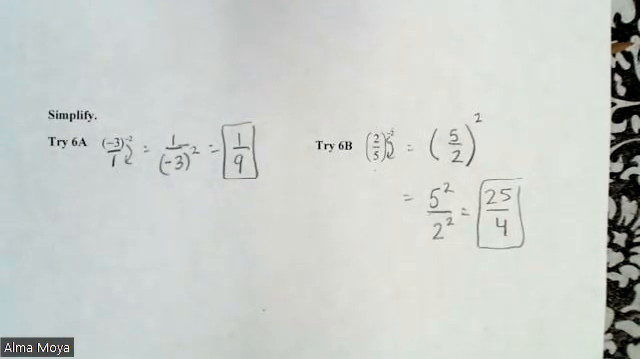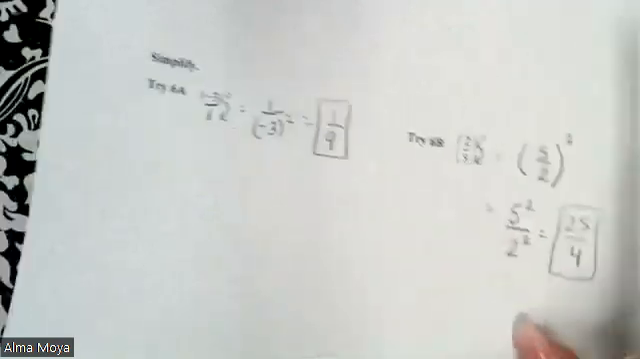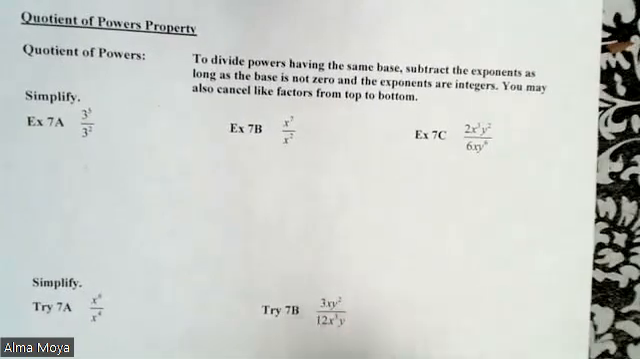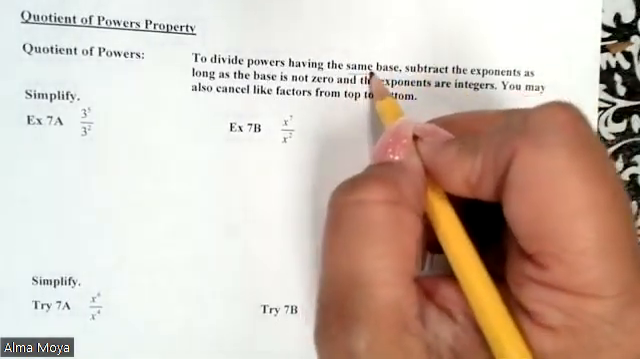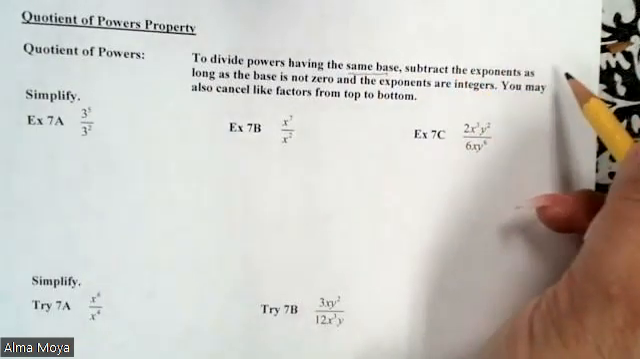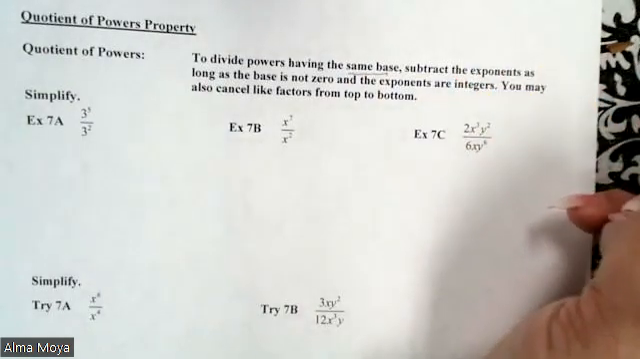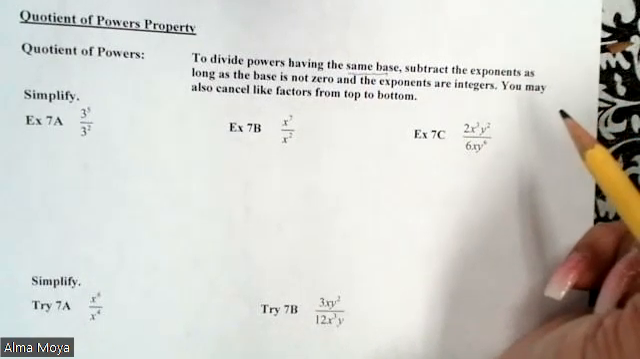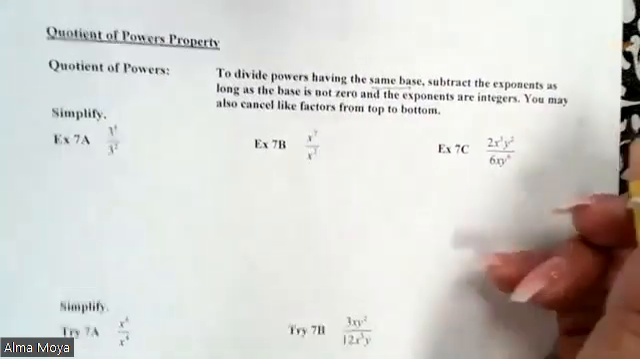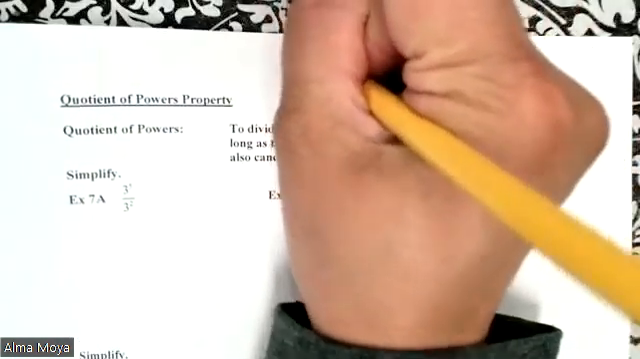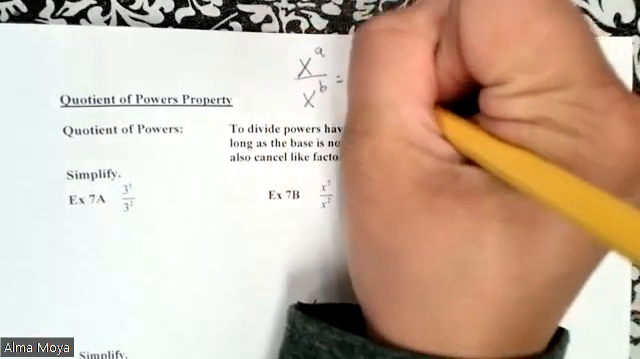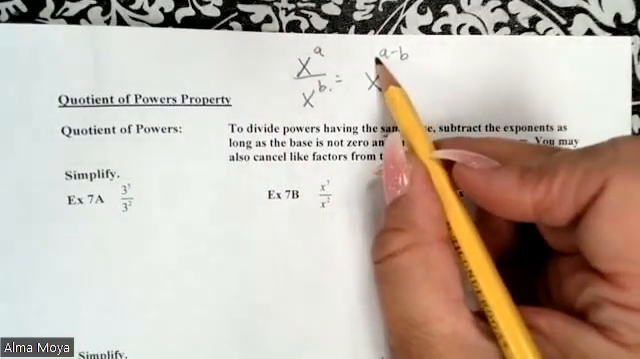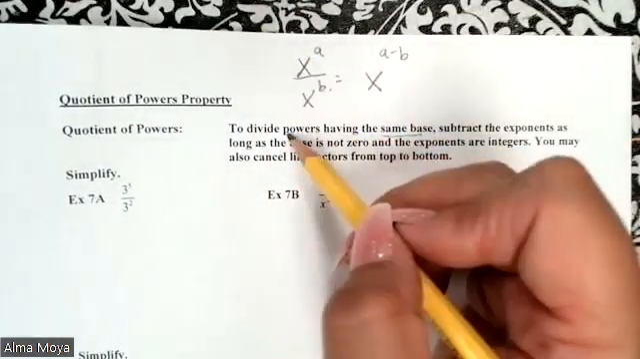Okay, let's go to the quotient now. A lot of rules. The quotient of powers. To divide powers having the same base, once again, it has to have the same base, you subtract the exponents, as long as the base is not 0 and the exponents are integers. You can also cancel like factors from the top and the bottom. So the rule here is if you have x to the a power over x to the b power, you take the top power and subtract the bottom. So the exponent will now be the top power minus the bottom. But remember, they have to have the same base.